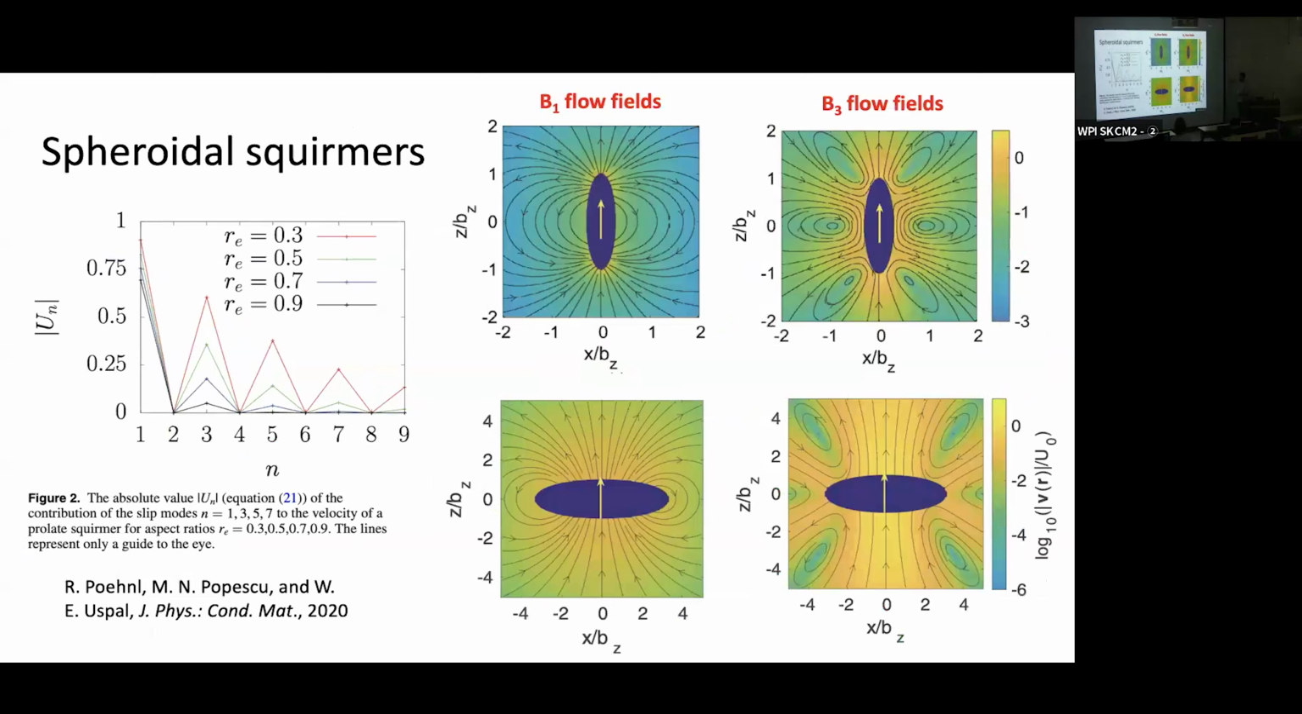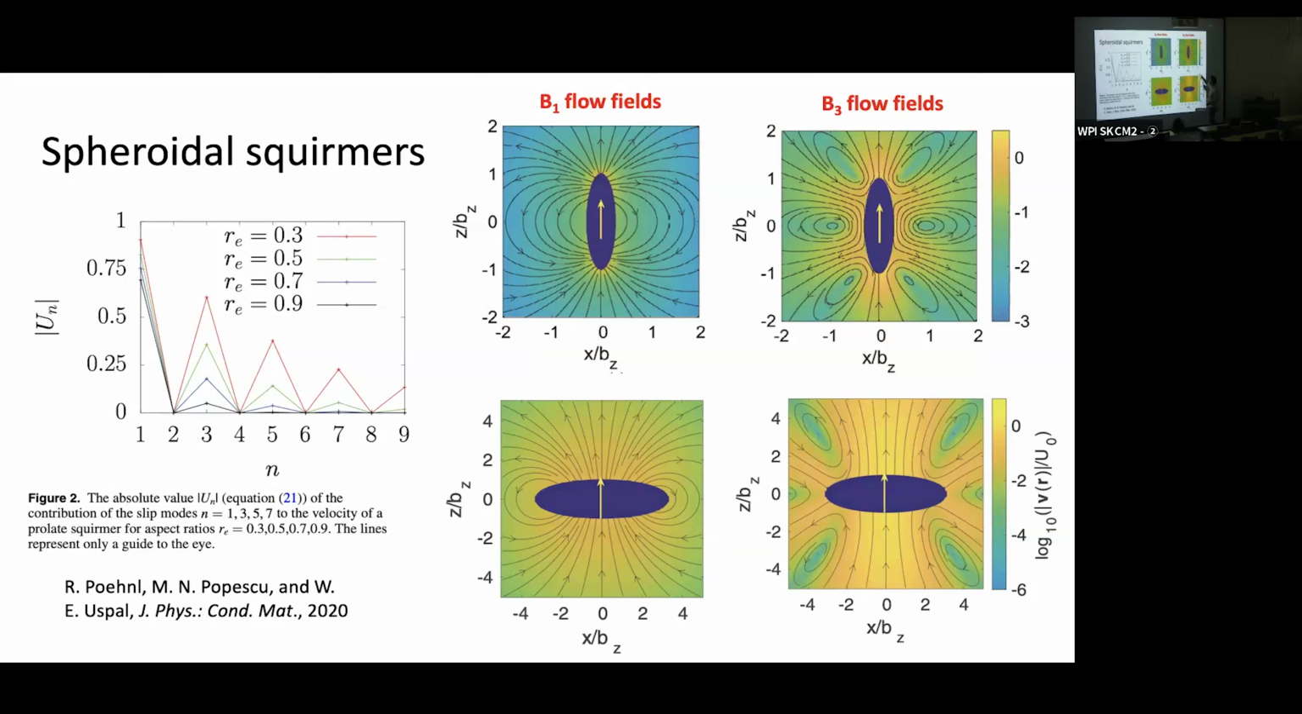So you may ask about extensions of the squirmer model. One thing we did back in 2020 was look at spheroidal squirmers, whether prolate or oblate. We developed a complete and orthogonal set of squirming modes for this. It's a little hairy in that the Stokes equation is only semi-separable in spheroidal coordinates, but you get something interesting. Swimming is not only driven by B1, but also by all the other odd modes.